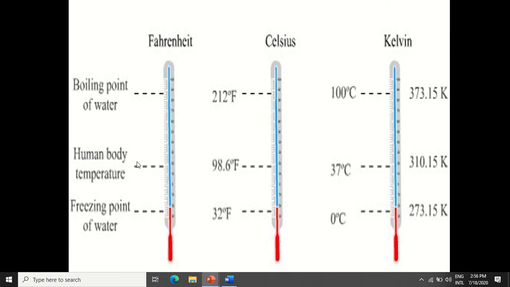Human body temperature is 98.6 degrees Fahrenheit in the Fahrenheit scale. In the Celsius scale it is 37 degrees Celsius, and in the Kelvin scale 310.15 Kelvin. Freezing point of water is 32 degrees Fahrenheit in the Fahrenheit scale, 0 degrees Celsius in the Celsius scale, and 273.15 Kelvin in the Kelvin scale.